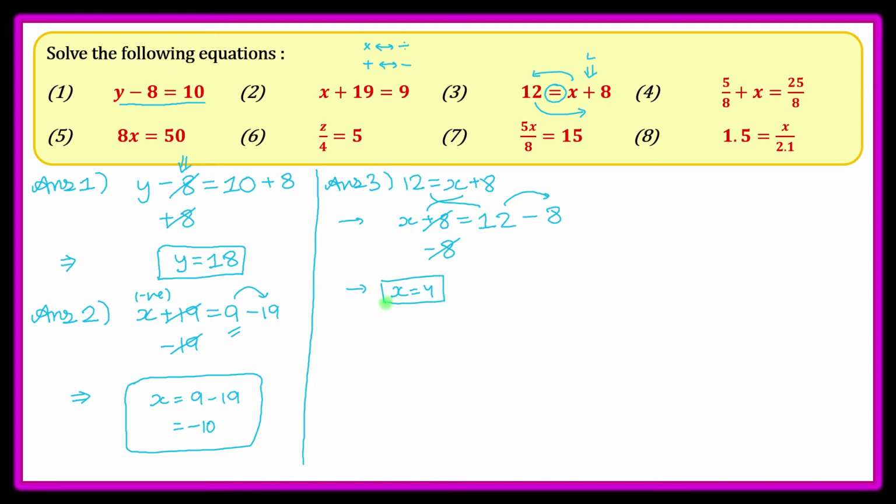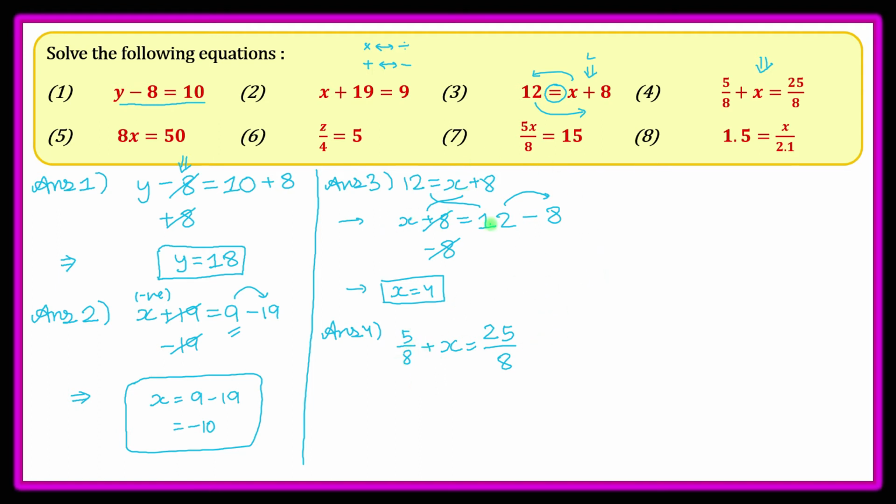Now question number 4. The fourth question is a little bit complicated. Here we have rational numbers: 5 upon 8 plus x equals 25 upon 8. The topic is the same, don't have to worry. The method is the same. In this case, what we have to do is eradicate 5 upon 8. I want to switch 5 upon 8 from the left side to the right side.